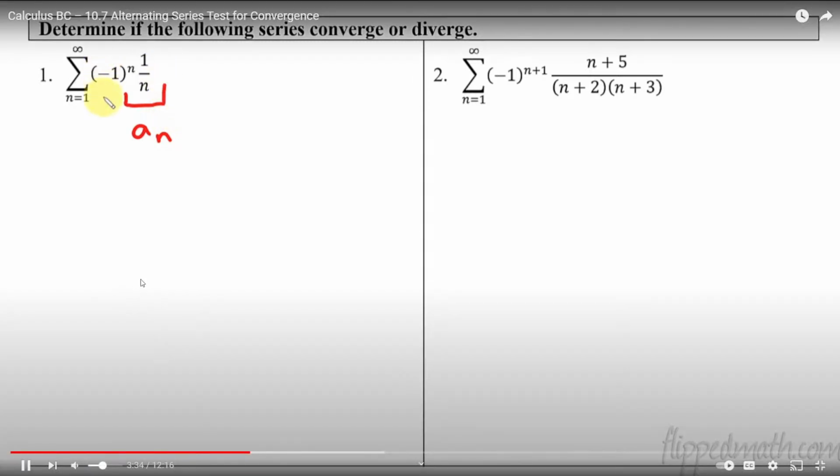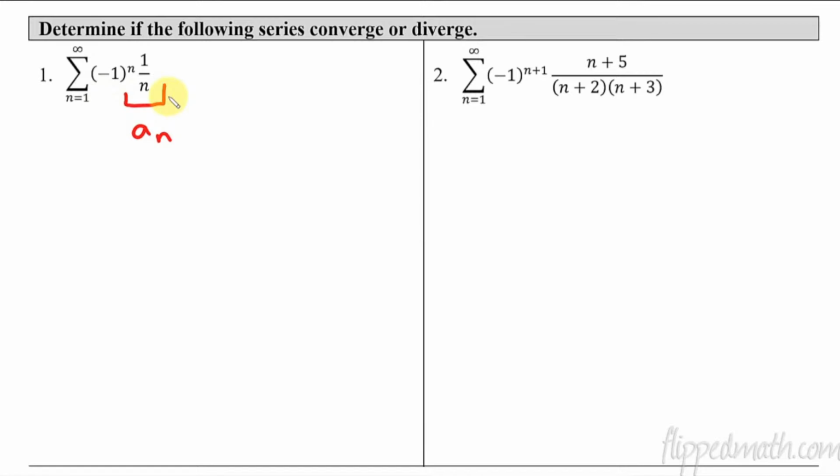This is called an alternating harmonic. A harmonic P series diverges. That part of it diverges. Interestingly, when you create an alternating harmonic, it's going to converge instead of diverge. So here's how we can show that.